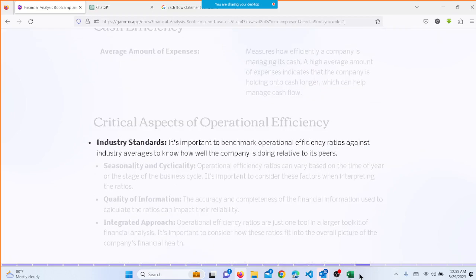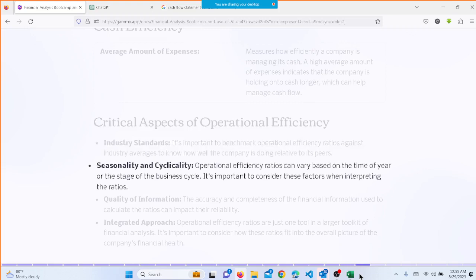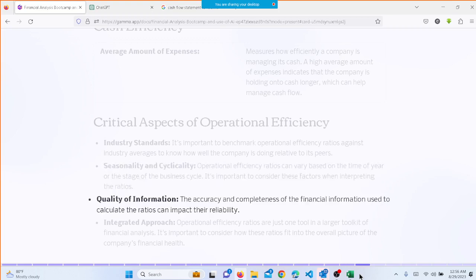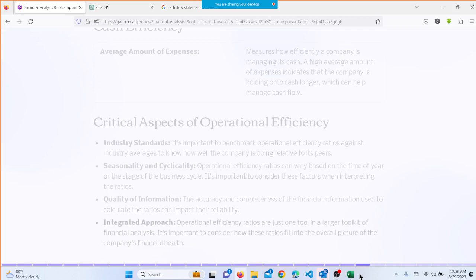So here it's important to understand the industry standards. There are always seasonality and cyclicality of the business. For example, COVID has disturbed the cyclicality of the business. Seasonality is the same, but cyclicality is different. Quality of information makes the difference, and also an integrated approach.